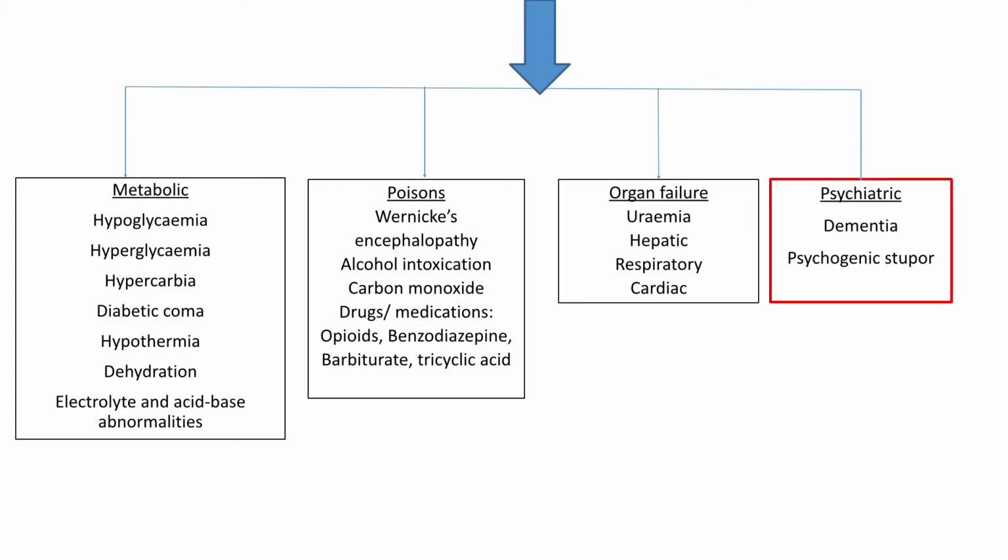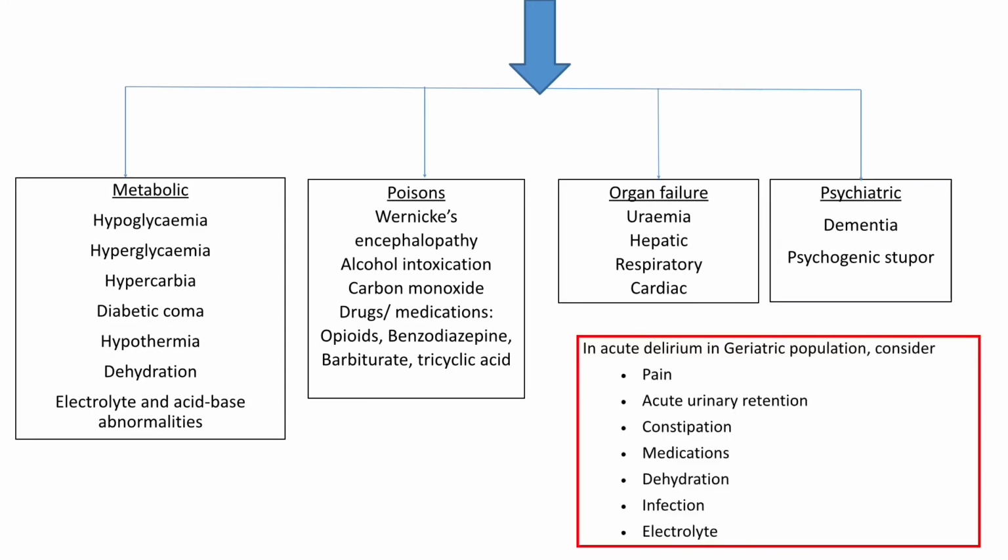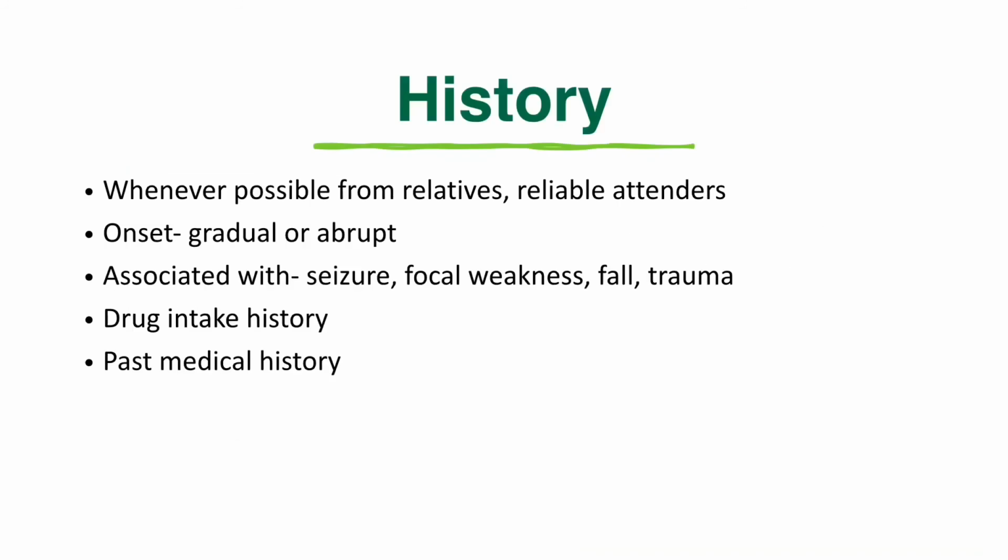If all the organic causes have been ruled out, it is time to consider psychiatric causes, such as dementia or psychogenic stupor. On a special note, acute delirium in the elderly may be caused by pain, acute urinary retention, constipation, medications, dehydration, infection, and electrolyte abnormalities. It is also important to obtain history whenever possible from relatives or reliable attenders who witnessed the symptom. Pay particular attention to the onset and also associated symptoms.